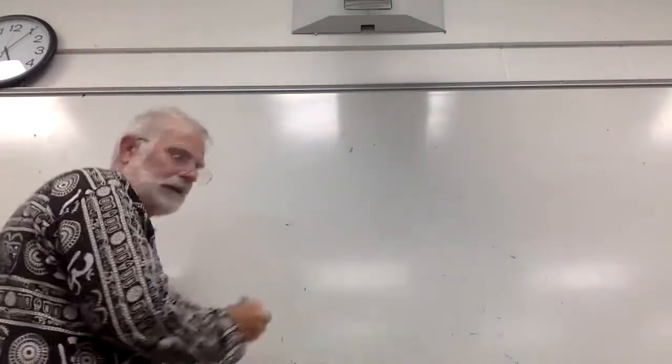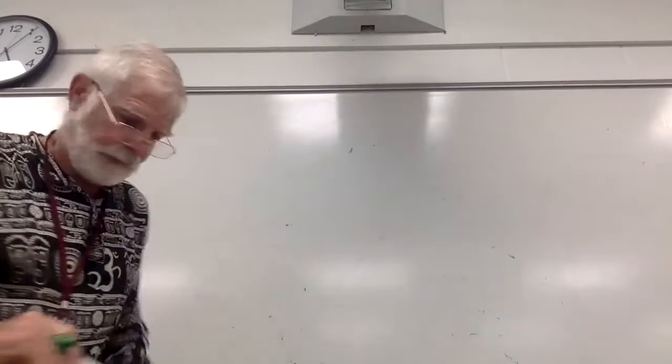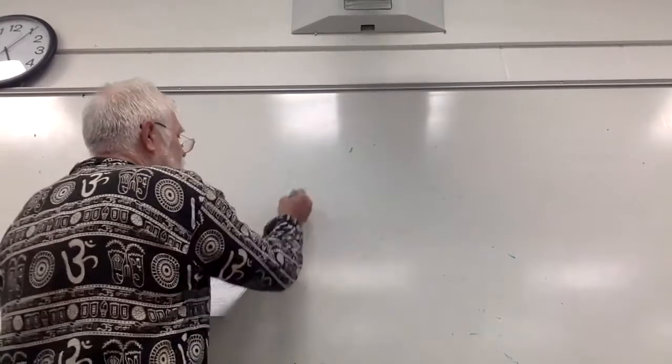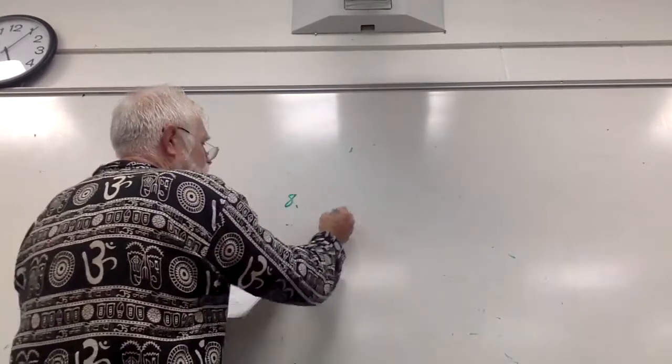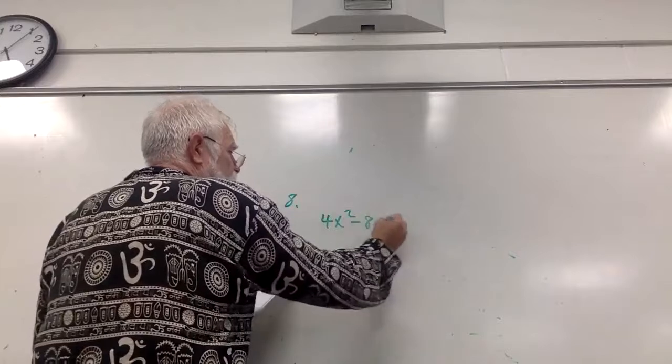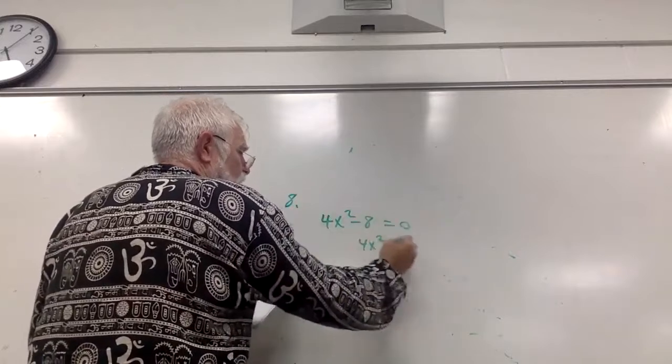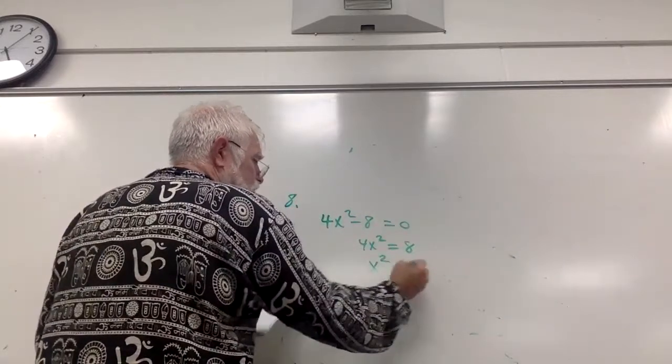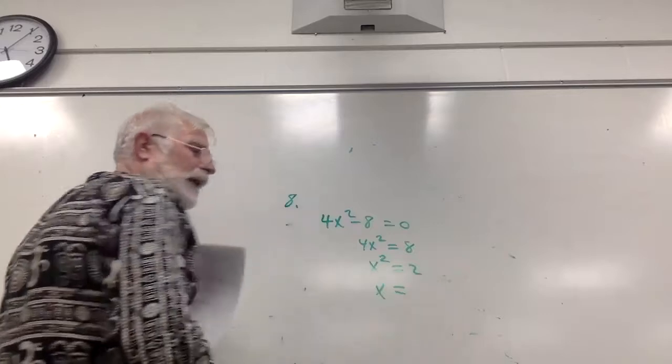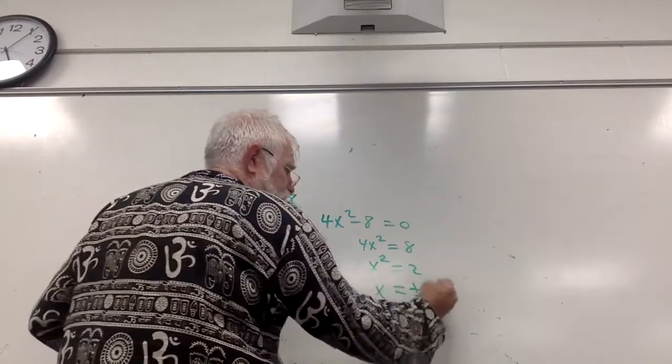Okay, and it's all stored in your calculator, except for the ones we're working with. Now we're doing algebra. So I'm going to do this quickly, telling you where I'm seeing mistakes. Number 8, 4x squared minus 8 equals 0. So 4x squared equals 8, x squared equals 2, x equals, a lot of you are forgetting to say plus or minus square root of 2.